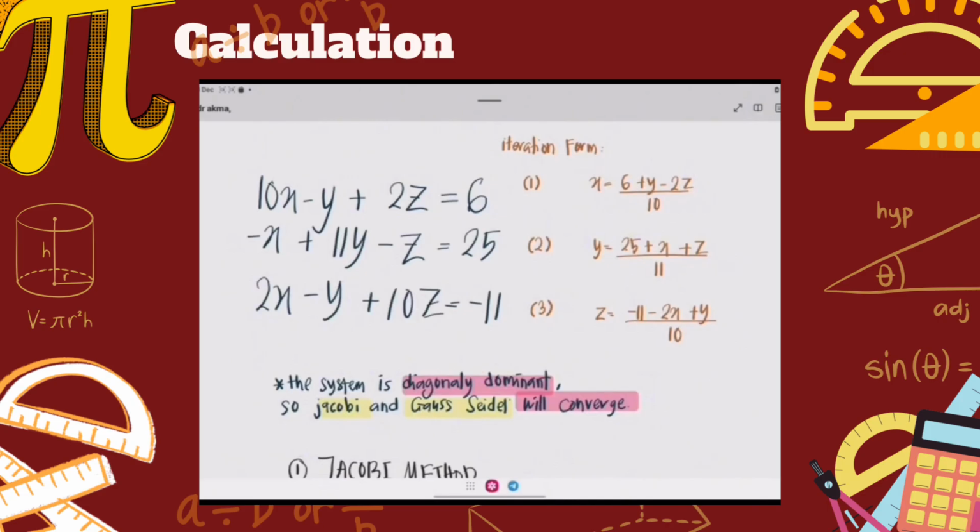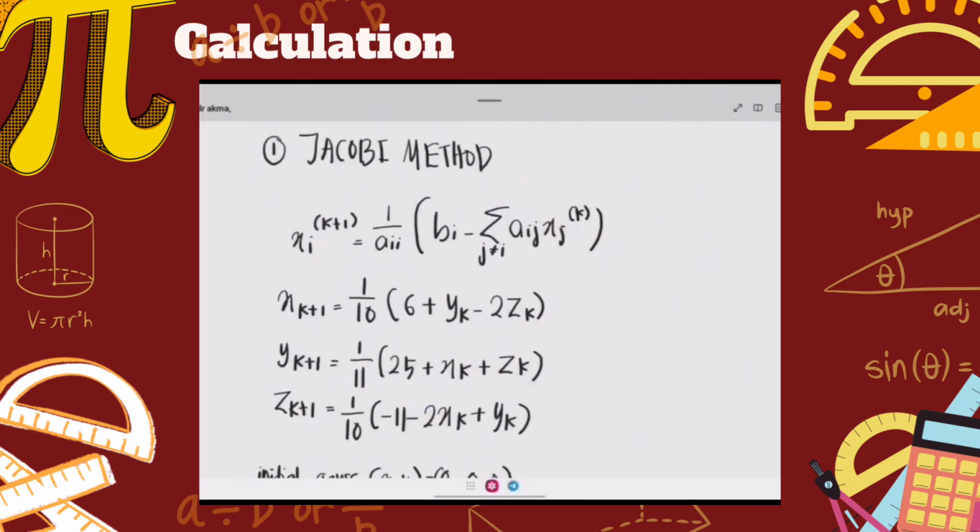Next, we rearrange each equation so that only one variable is on the left-hand side, like this: x, y, and also z. This formula we will use repeatedly during the iteration process. The first method we use is the Jacobi method. What you have to know is that in the Jacobi method, all new values are calculated using only old values from the previous iteration, and we do not use updated values immediately.